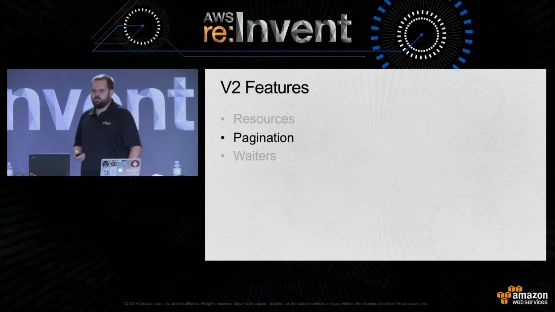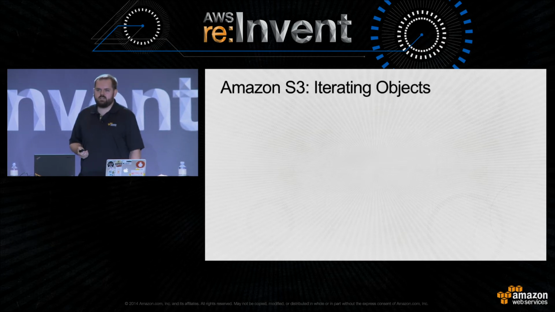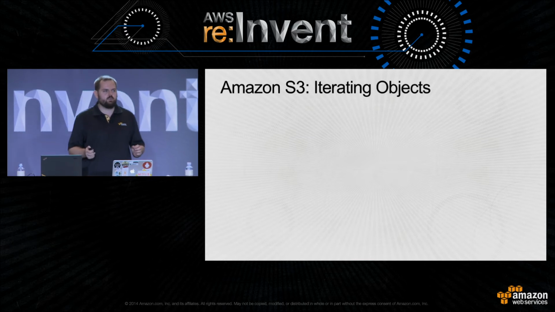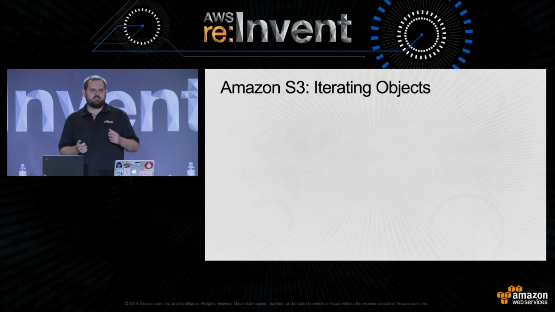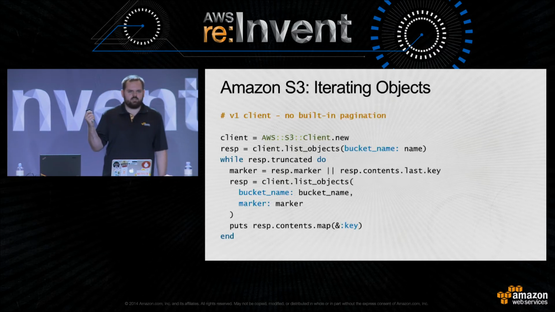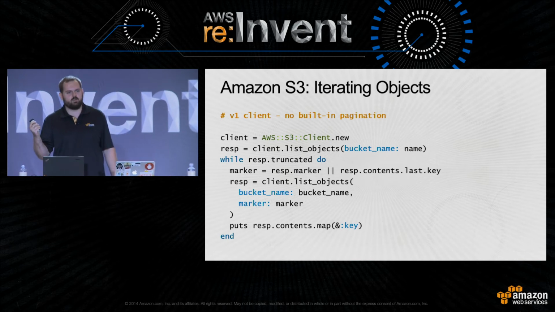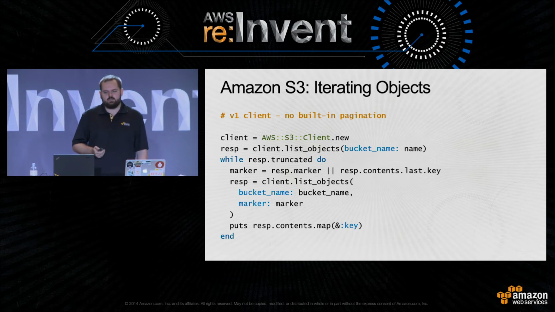So let's talk a bit about pagination. How many of you maintain buckets that have well over 1,000 objects in them? So most of you have run into pagination in the past. What would it look like using the V1 lower level client to try to iterate properly over a bucket that has more than 1,000 objects? There's a fair amount of logic here, and some of you are probably nodding your heads like, yes, I've done this before. So if we're using the V2 client with built-in pagination, what does it look like?